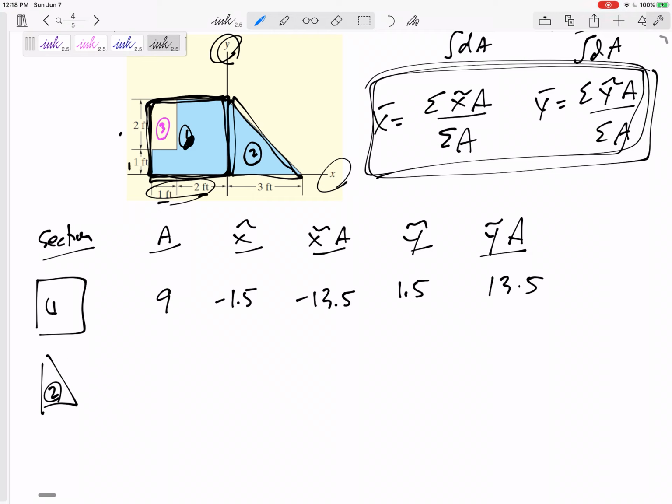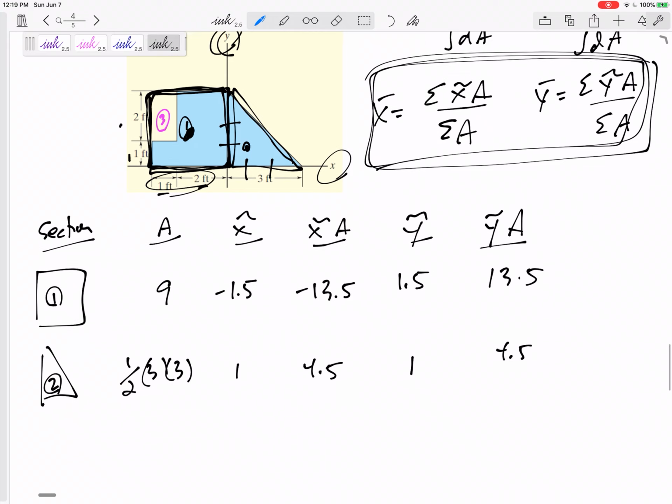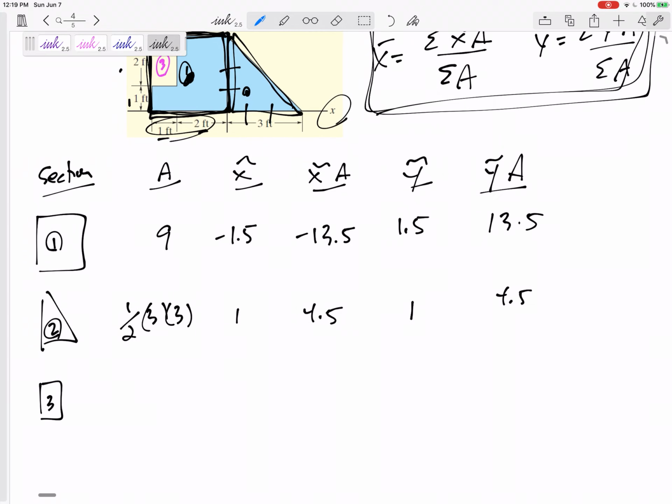Section 2 is a triangle. The area of a triangle is 1/2 base times height, so 4.5. Where's the centroid of a triangle? You should know it's 1/3 in both directions, and it's closer to the taller side. It's closer to the bottom than the top, because the bottom is wider than the top. It's closer to the left than the right, because the left is taller than the right. So the x location would be 1. It's 3 by 3, so the y location would also be 1. So this would be 4.5, and this would be 4.5.